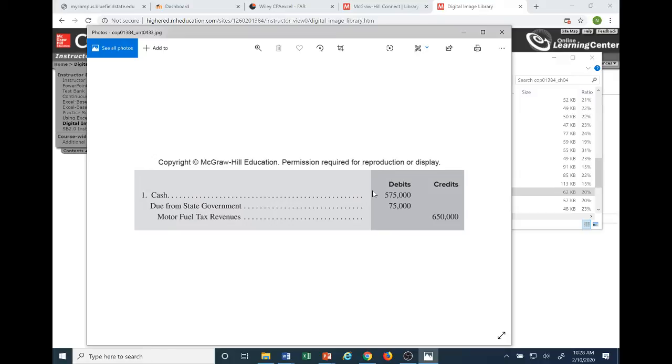So it says that there's going to be $650,000 in motor fuel tax revenues this year, right? And of that, there was $575,000 received in cash, and the remainder is going to be a receivable because it's measurable and available. So the entry that this fund, the special revenue fund, is going to make is a debit of cash for $575,000, right? Because that's what they received. The receivable, the due from the state government, is $75,000 because it's available, right? And then we're going to credit motor fuel tax revenues of $650,000. Makes sense, right?